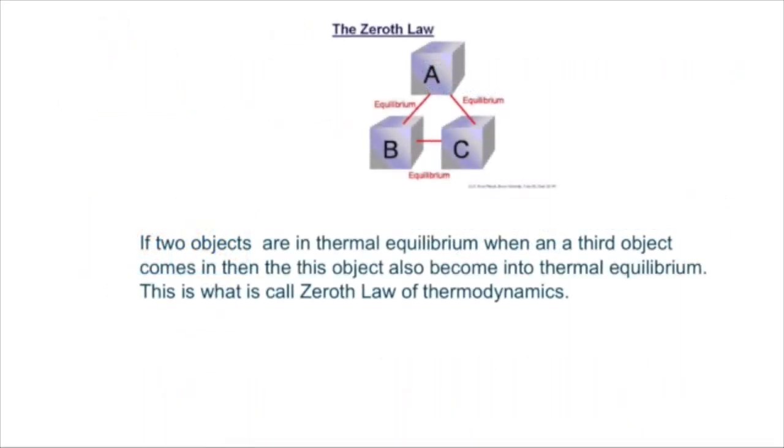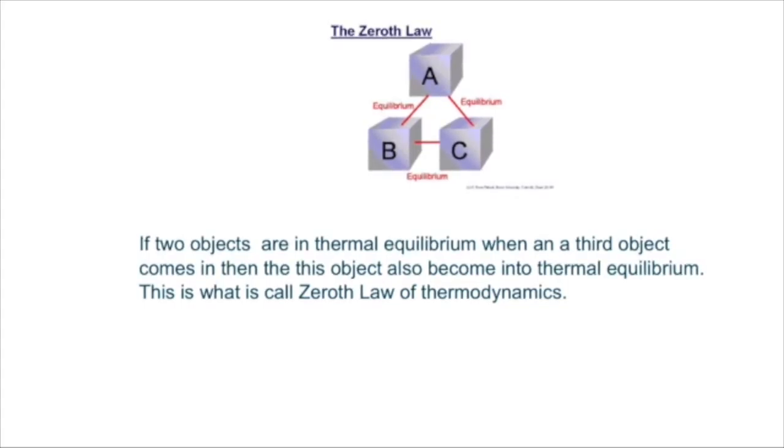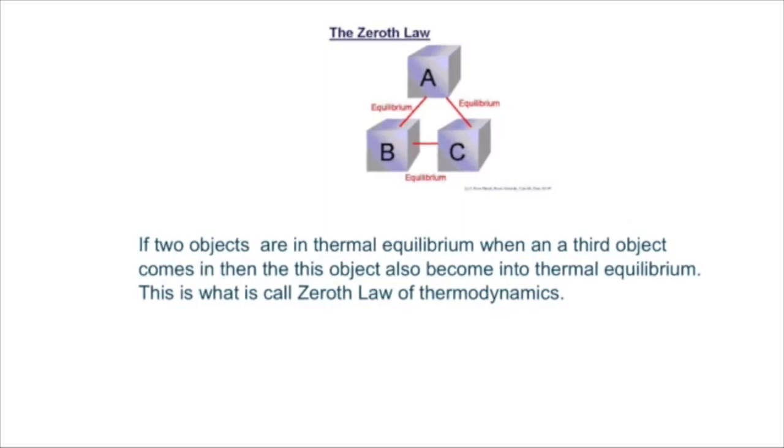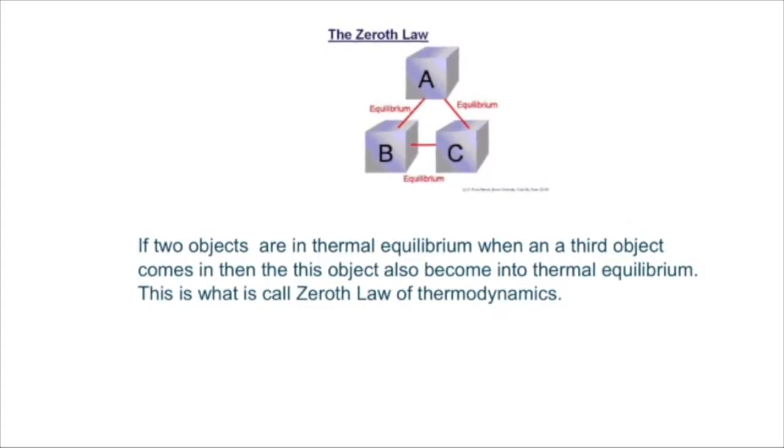Then, if the two objects are in thermal equilibrium, when a third object comes in, these objects also become the same temperature, or thermal equilibrium. This is what we call the zero law of thermodynamics. Well, now my partner is going to give you an example of this law.